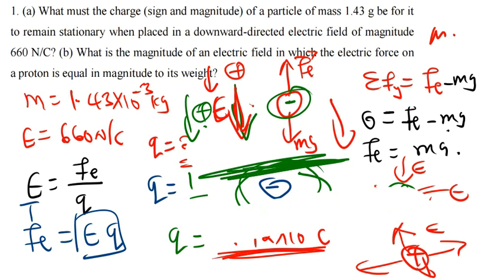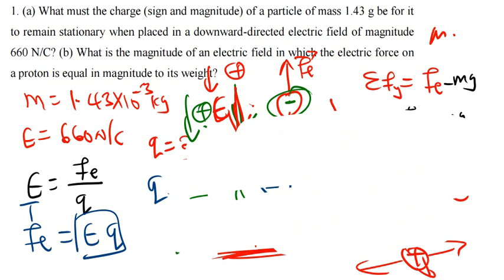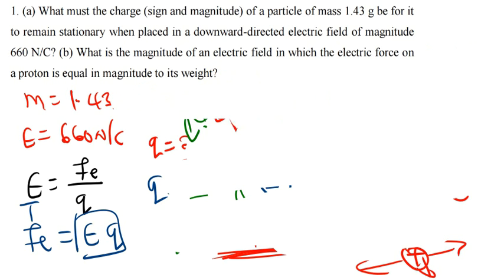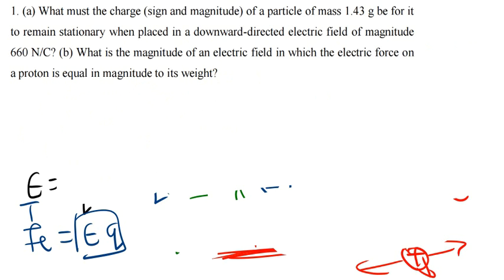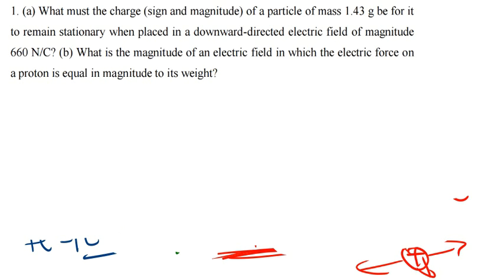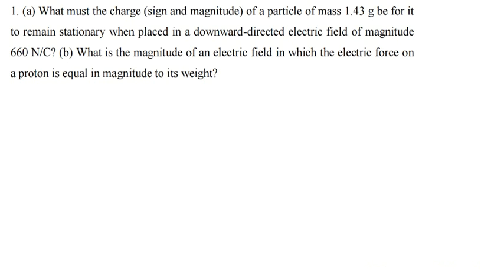Now we go to part B. Part B is saying, what is the magnitude of the electric field in which the electric force on a proton is equal to the magnitude of its weight. Now here we're talking about a proton, so we need to know the mass of the proton.